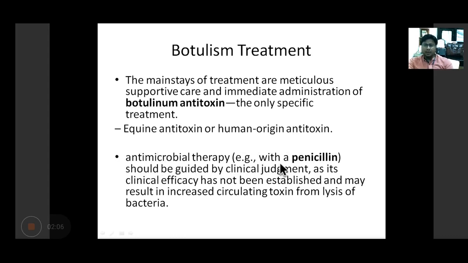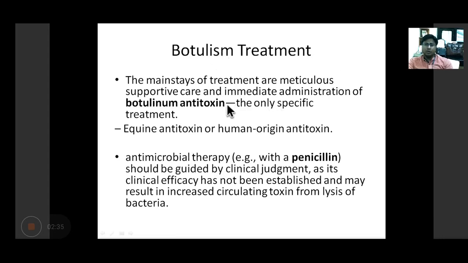Then some antimicrobial therapy like penicillin can be given. And as its clinical efficacy has not been established, it may result in increased circulating toxin from lysis of bacteria. So this is the difficulty with antimicrobial therapy, that if antimicrobial therapy like penicillin kills the bacteria, they are filled with this toxin. So it may lead to excessive toxin in the blood and may precipitate the condition. So it is very, very risky.